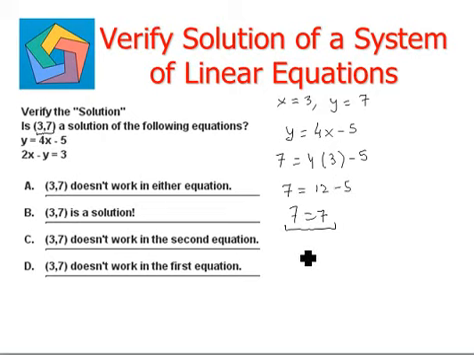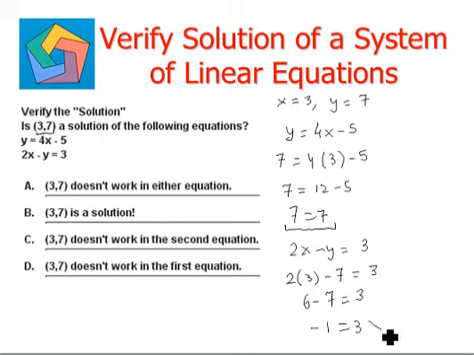Let's look at the second one. 2x minus y equals 3. 2 times 3 minus 7 equals 3. 2 times 3 is 6, minus 7 equals 3. Negative 1 equals 3, which is incorrect. So that means x equals 3 and y equals 7 is not a solution of the system of equations given. So let's see the options.